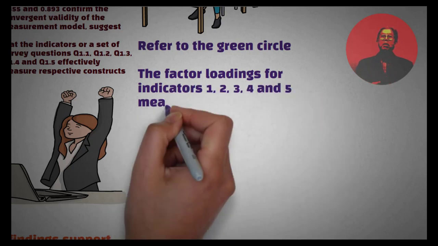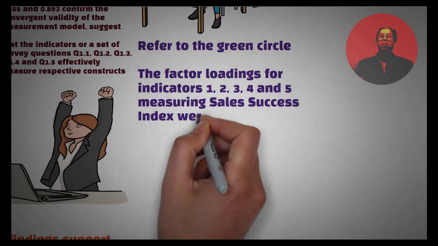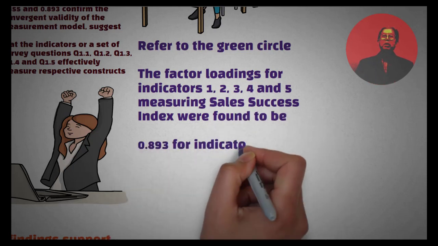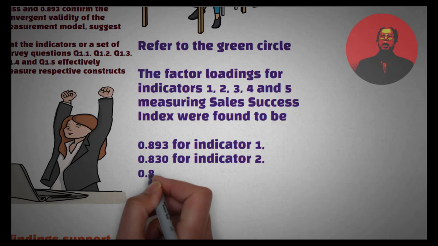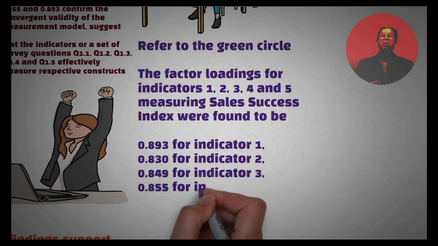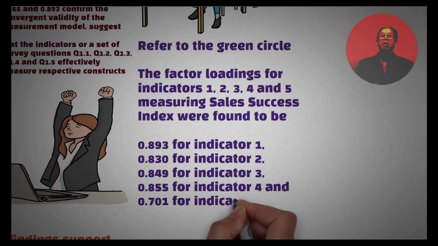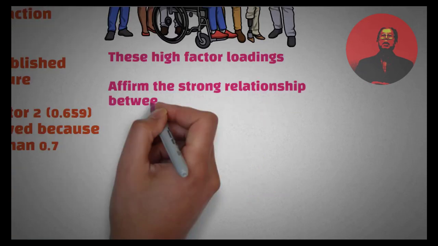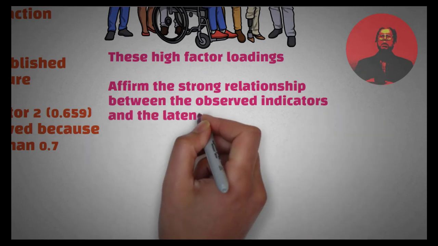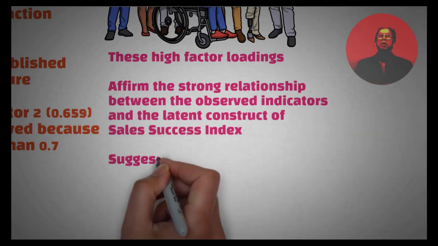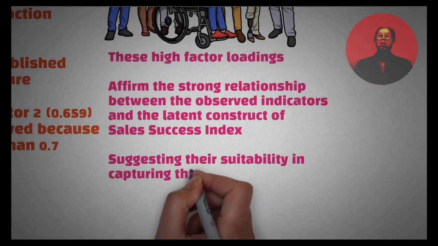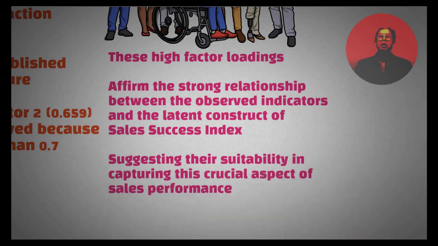Referring to the green circle, the factor loadings for indicators 1, 2, 3, 4, 5 measuring sales success index were found to be 0.893 for indicator 1, etc., 0.701 for indicator 5. These high factor loadings affirm the strong relationship between the observed indicators and the latent construct of sales success index, suggesting their suitability in capturing the crucial aspect of sales performance.